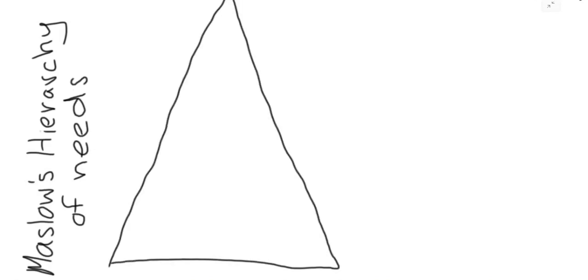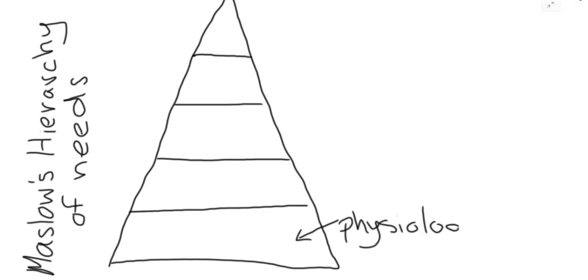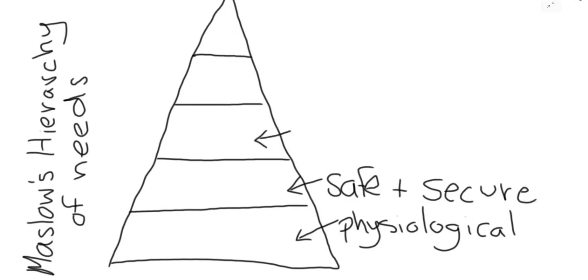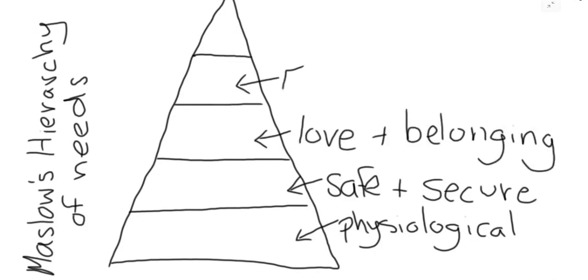Maslow's humanistic theory and hierarchy of needs consist of 5 stages. 1, physiological. 2, safe and secure. 3, love and belonging. 4, esteem. And 5, self-actualization. The hierarchy is sequential, meaning lower needs must be met before higher needs can be. For example, self-actualization, stage 5, cannot be met without first meeting the lower 4 stages.